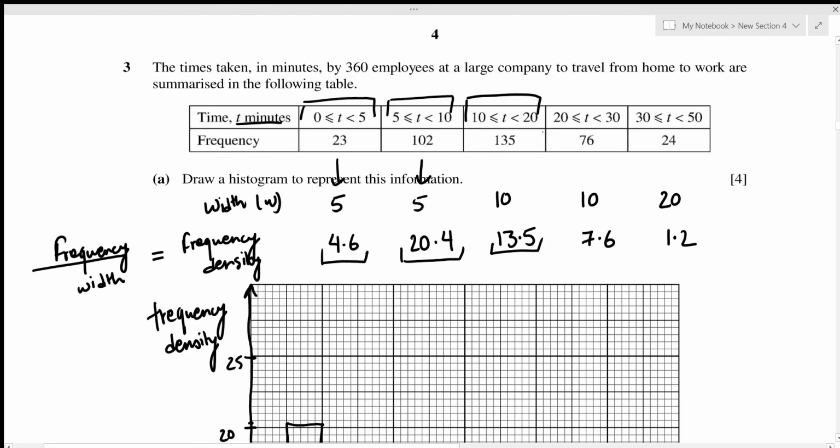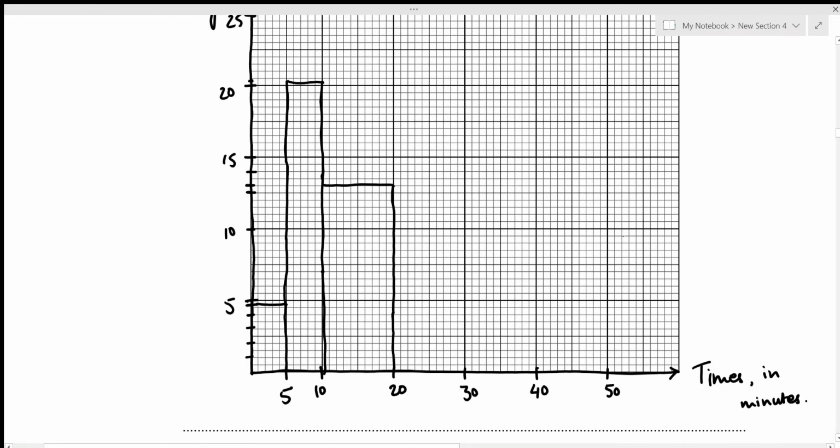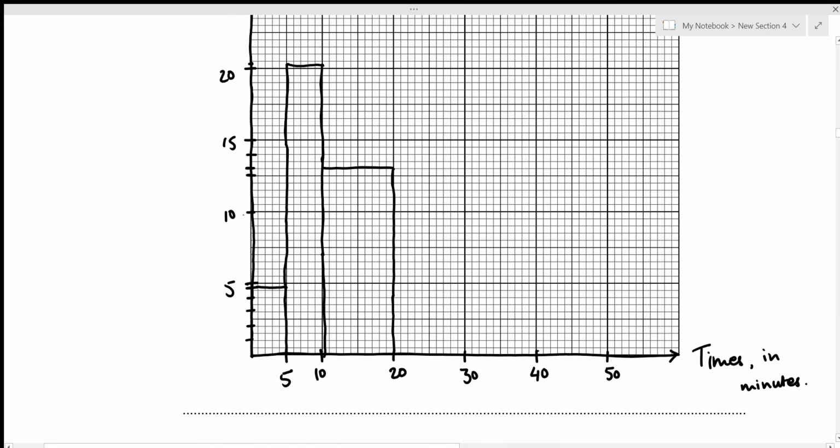Now for the fourth one, we have the range of 20 to 30 with the frequency density value of 7.6. So we have 10 right here, which means this is 9, this is 8, this is 7, 7.6 is somewhere around here. And we have the range to be 20 to 30.